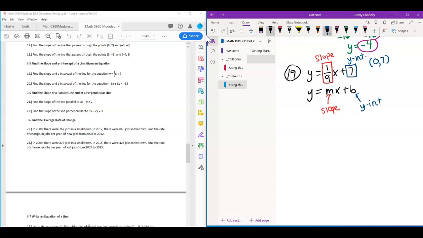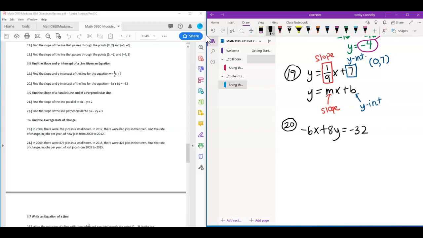But let's take a look at number 20 also, because I find that on the test, oftentimes students see the equation in this form and then they think that they can just pull the slope and y-intercept out just like it is, meaning they say, oh, the slope must be -6 and -32 is my y-intercept. However, our equation isn't in this form, so we first need to solve for y and get y by itself in order to tell what the slope and the y-intercept are.